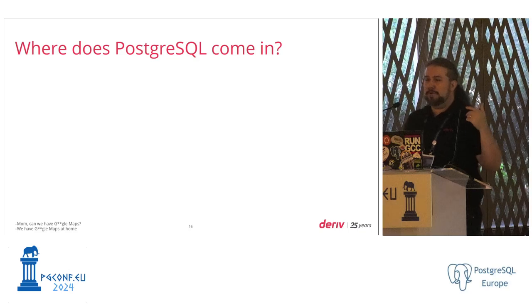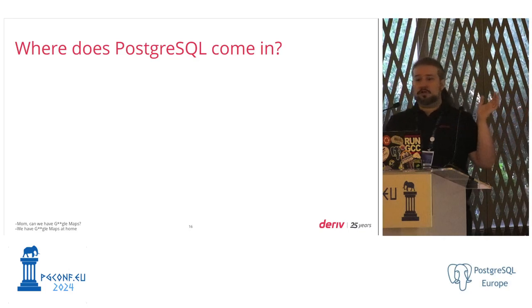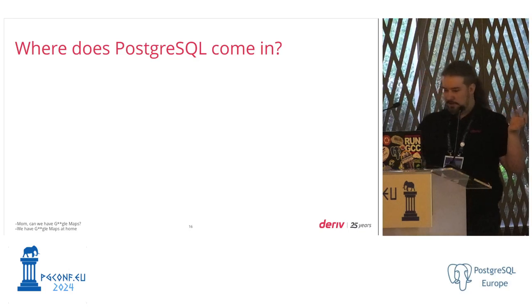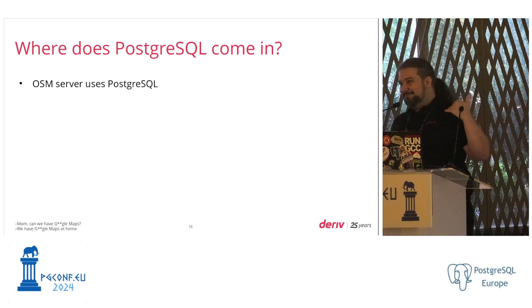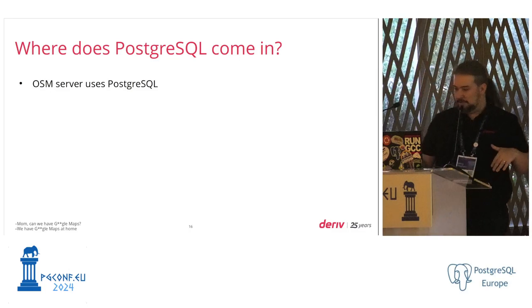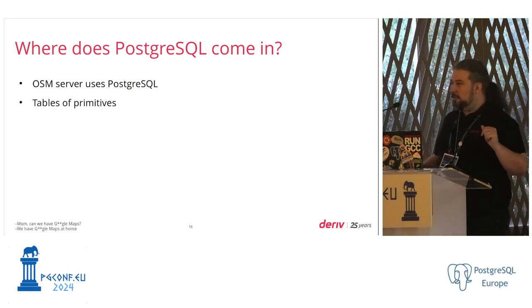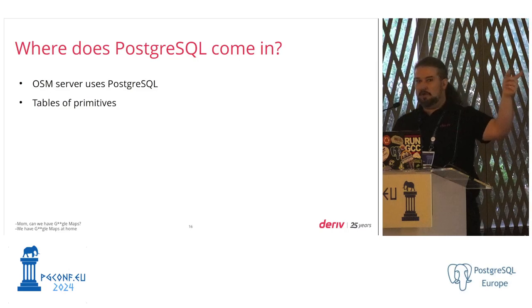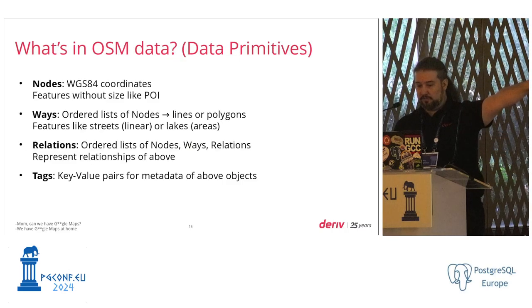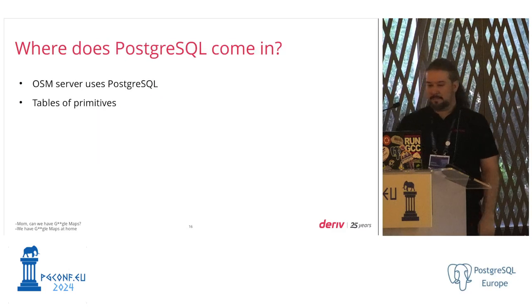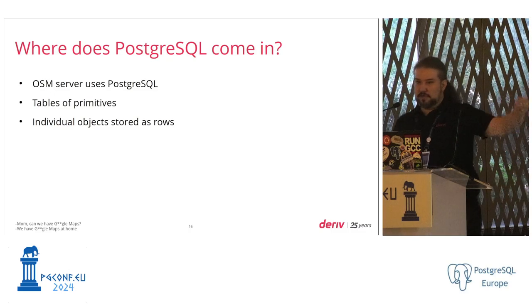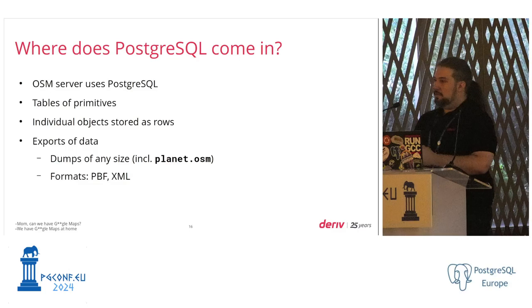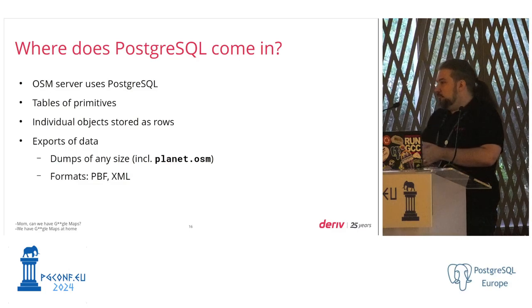Okay, so we've talked about maps, we've talked about OpenStreetMaps. Where does Postgres come into this discussion? OpenStreetMaps, the server, uses Postgres underneath. And it holds its data in tables of those primitives that we just mentioned. The individual objects are stored as rows inside of those tables. And you can export the data freely.